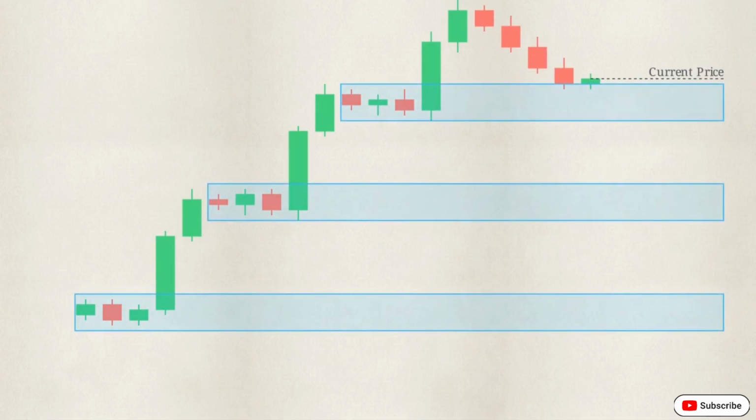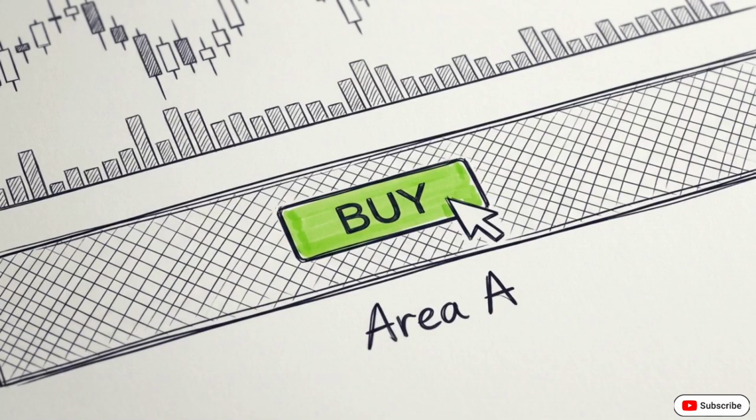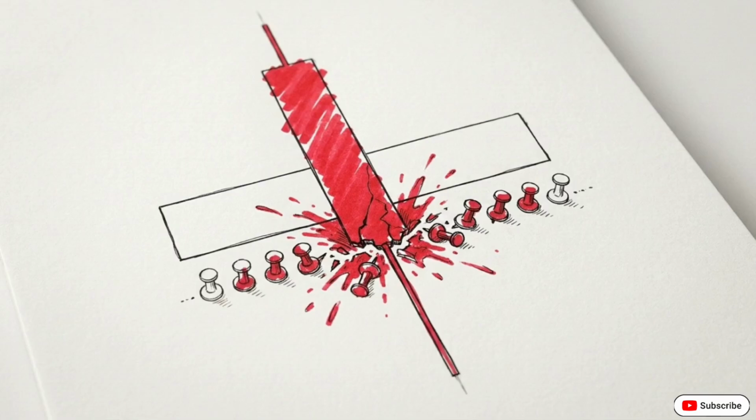We have area A, B, and C. Your eyes naturally go to area A. Sitting closest to the current price, it feels like the most logical place to enter. That exact convenience is what makes area A the ultimate inducement area. Market operators deliberately bait retail traders into taking this highest setup. Once enough buyers place their orders, operators drive the price lower, using that dense cluster of stop-loss orders as fuel.